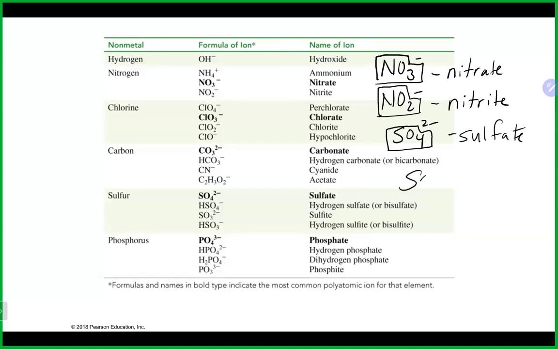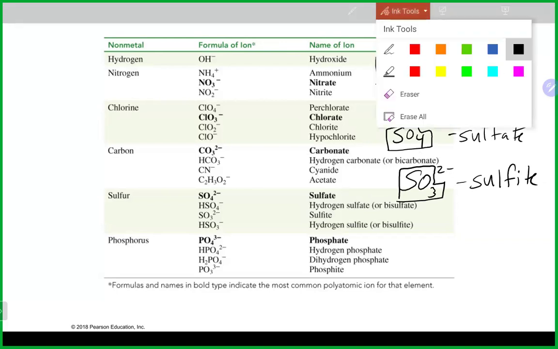And if you have SO3 2 minus, this is what is known as sulfite. Now, when you're looking at a group of 2 that are related to each other, let's just analyze what is the difference between these guys.